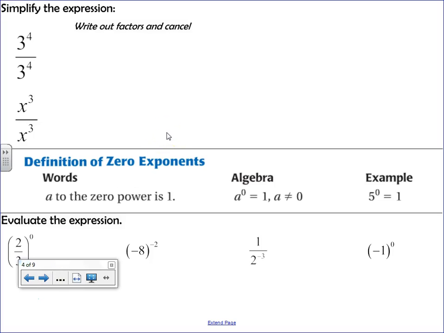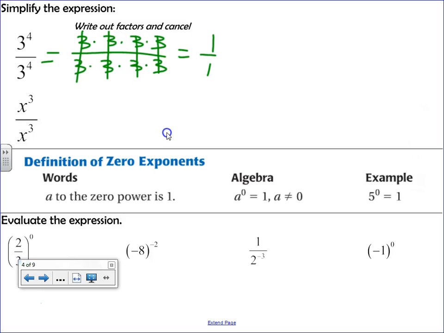And here's another reason why that 0 exponent works. So 3 to the fourth over 3 to the fourth is 3 times 3 times 3 times 3 over 3 times 3 times 3 times 3. Divide and we get factors of 1. So 1 over 1. 1 divided by 1 is 1. And we've eliminated those exponents. So it's 3 to the power of 0, because the 3's canceled out.